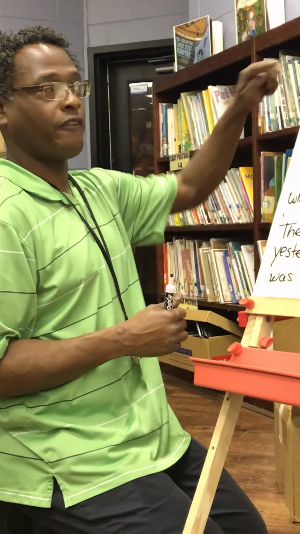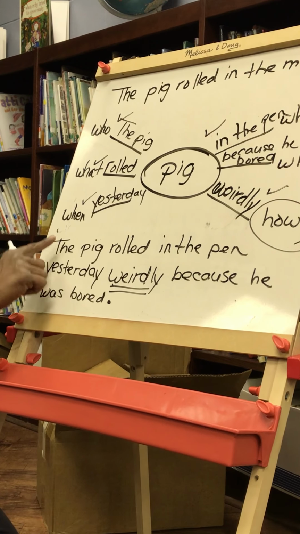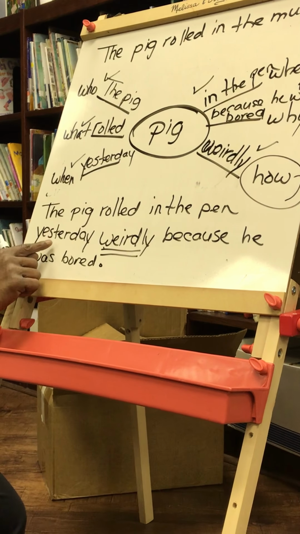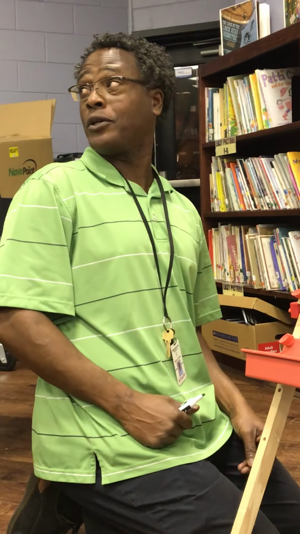Now let's compare that to your first sentence. The pig rolled in the mud. Super sentence: The pig rolled in the pen yesterday weirdly because he was bored. That is how we do a super sentence.